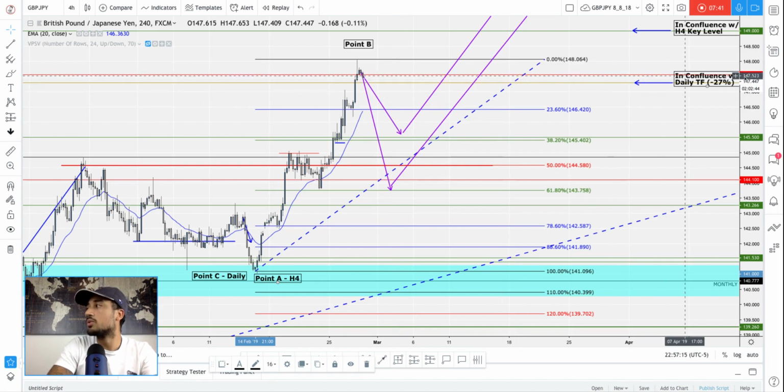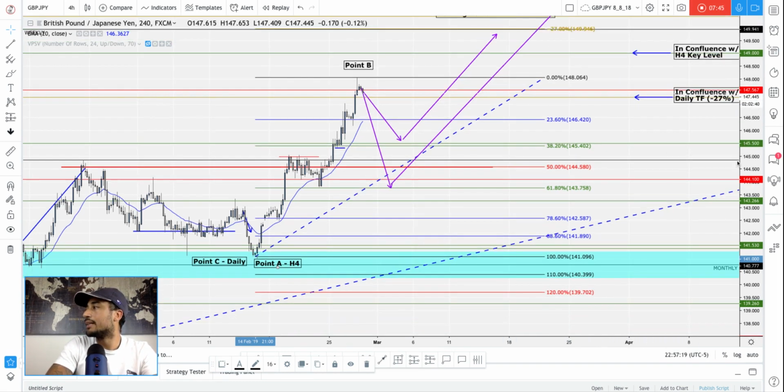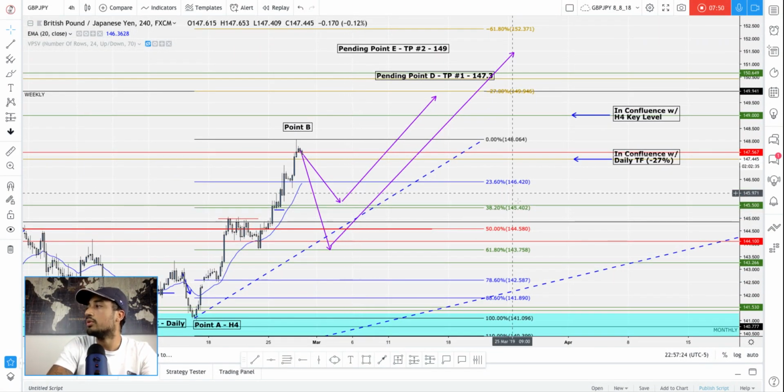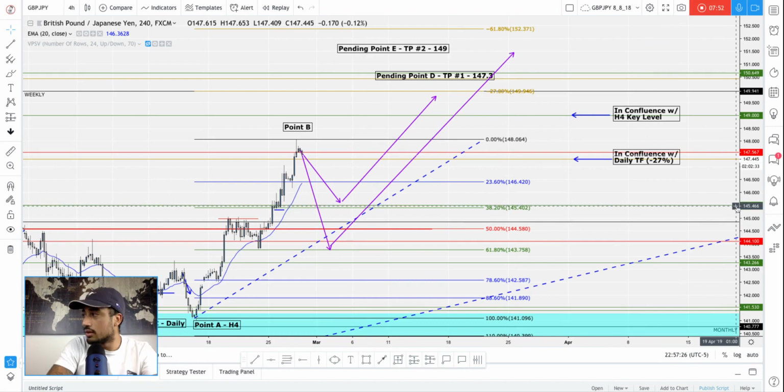But what's interesting is we're at confluence with a daily key level. And at the same time, once we get to a 38.2, that 38.2 is in confluence with this H4's key level. The 61.8 doesn't, which is fine. But when we have the continuation of the push to this negative 27%, this is in confluence with my weekly key level, which is pretty interesting.